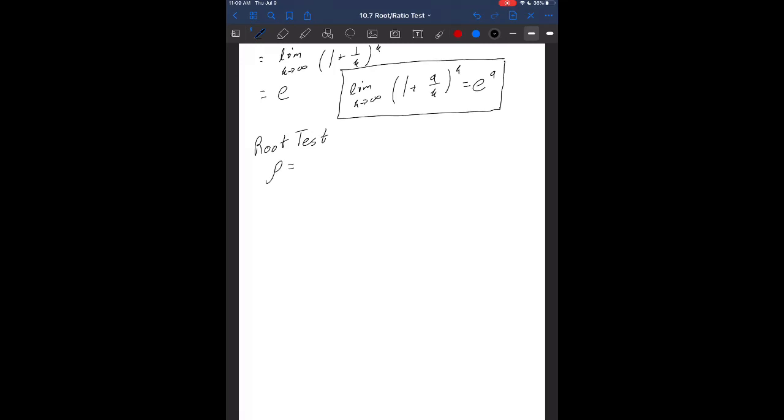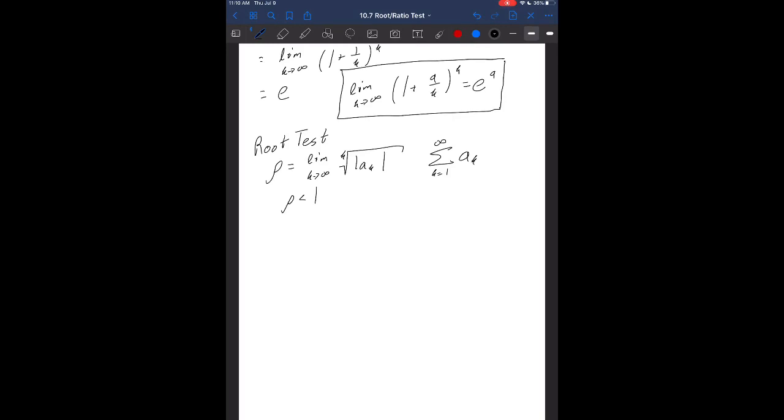Root test. So I'm going to define this rho as the limit as k goes to infinity of the kth root of the absolute value of a_k. Right, so again, this rho is going to be the limit of something dealing with terms in our series. And again, we're looking at the series from k equals 1 to infinity of a_k.